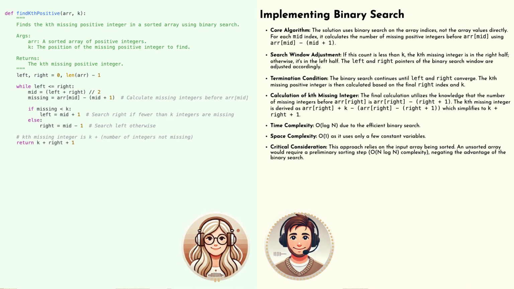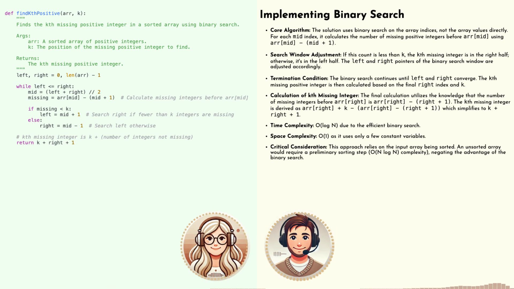And right would be at index 4, pointing to 11. Exactly. Okay, so far so good. Now, here's the key. With each step of the binary search, we're going to calculate how many positive integers are missing before the middle element of our current search range.